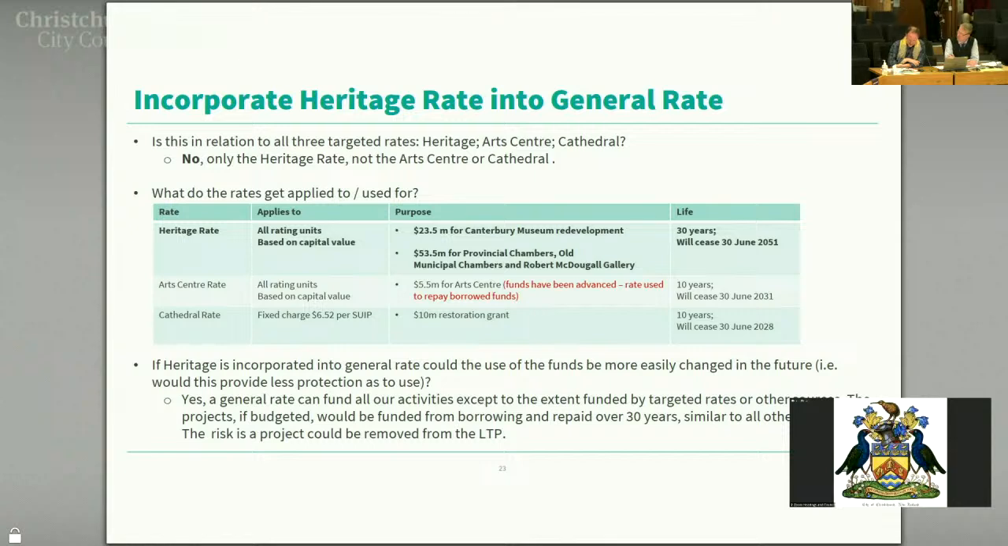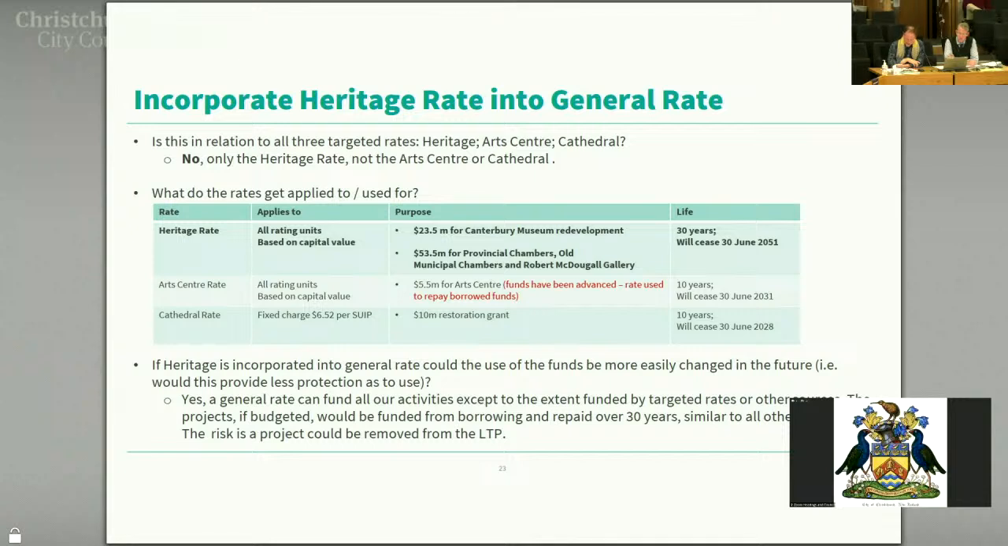So the second question, what do the rates get applied for? And I think I've just covered that. At the moment, they're just part of our general funds because we haven't actually spent this money yet, so we haven't borrowed the money to do the spending. So the original purpose is a little redundant.